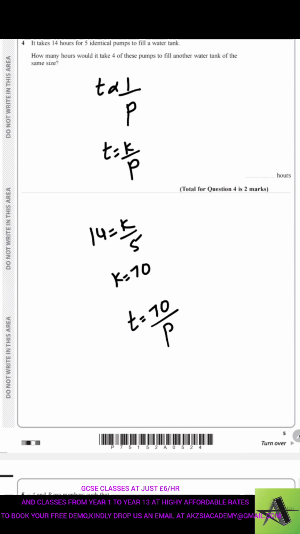But now they're asking how many hours would it take for 4 of these pumps to fill another water tank of the same size. That's the reason we were calculating the equation. So that whatever the value of pumps or hours comes out, any missing variable will help us. If I have any equation and I know the value of x, I can calculate the value of y just by putting it in the equation. Similarly, I have the equation. I just need to put the value of pumps there. So T is equal to 70 over 4. And this will give you 17.5 hours.